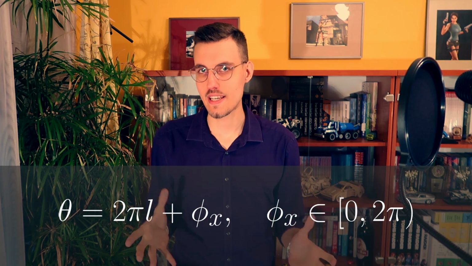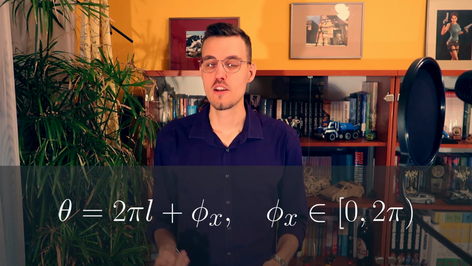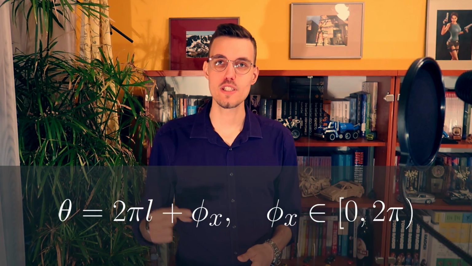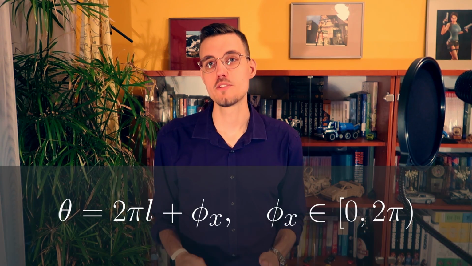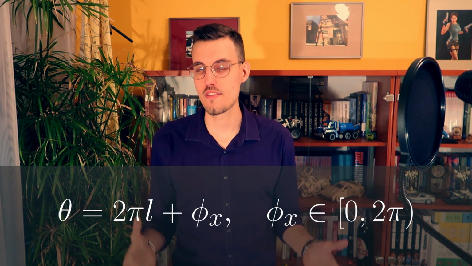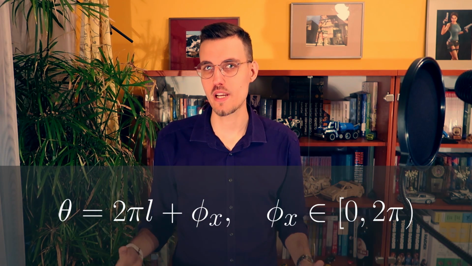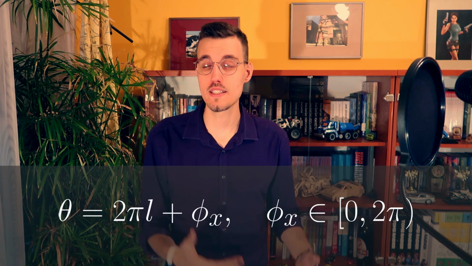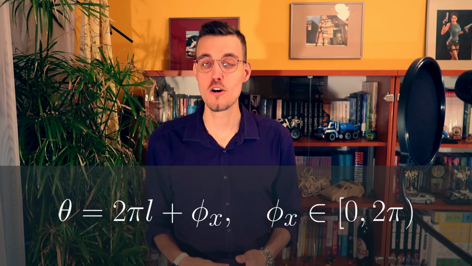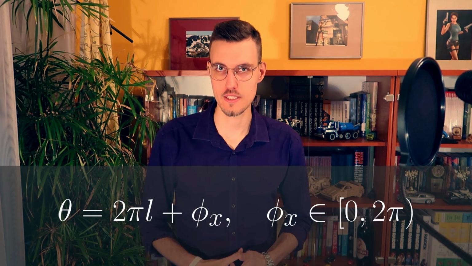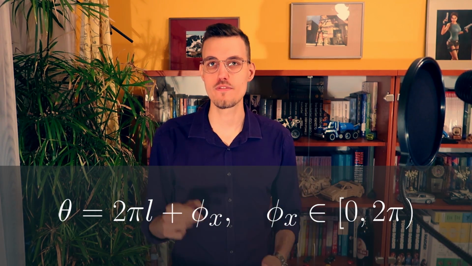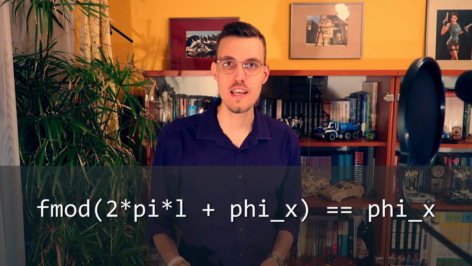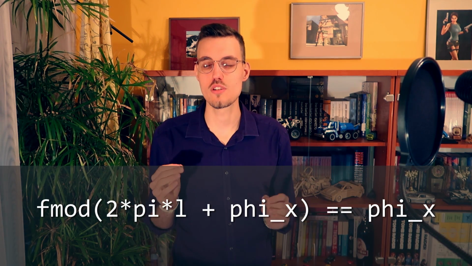But if our phase theta is outside of 0 to 2 pi, we need to bring it back to that interval. So the sine function is periodic. Every 2 pi we get exactly the same value. So if we have our phase theta, which is outside of the 0 to 2 pi range, we can simply bring it back to this range by subtracting the multiplicity of 2 pi that is contained in this theta, or if it's negative, by adding this multiplicity. And in software, it can be done using a function which is called fmod. It subtracts the multiplicity of 2 pi and leaves us the phi x argument, which must be in the 0 to 2 pi range.